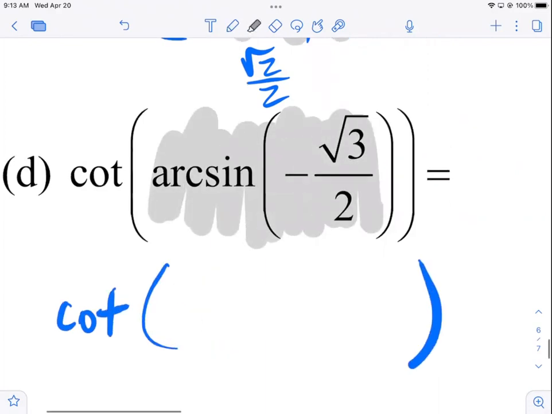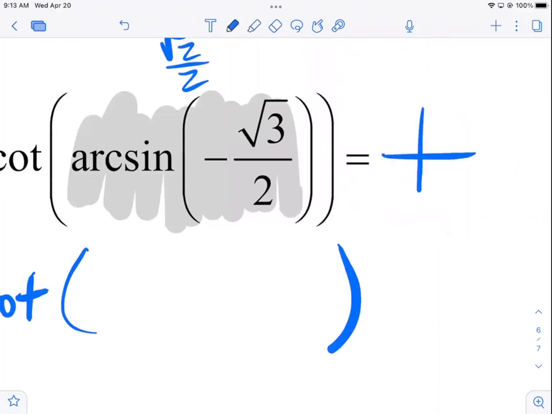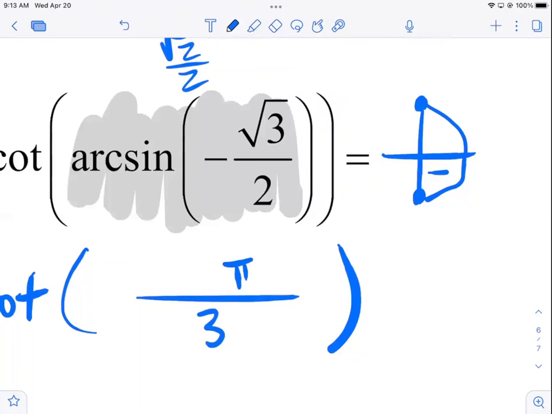Arc sine of negative square root of 3 over 2. What's the PVR of arc sine? Half moon, with pi halves and negative pi halves included. And because it's a negative ratio, it should be in quadrant 4. What is the reference angle that has the sine, the y value, as the square root of 3 halves? Pi thirds or pi sixths? Pi thirds, good. So what is the angle now that we want in quadrant 4? Negative pi thirds, good, boom.